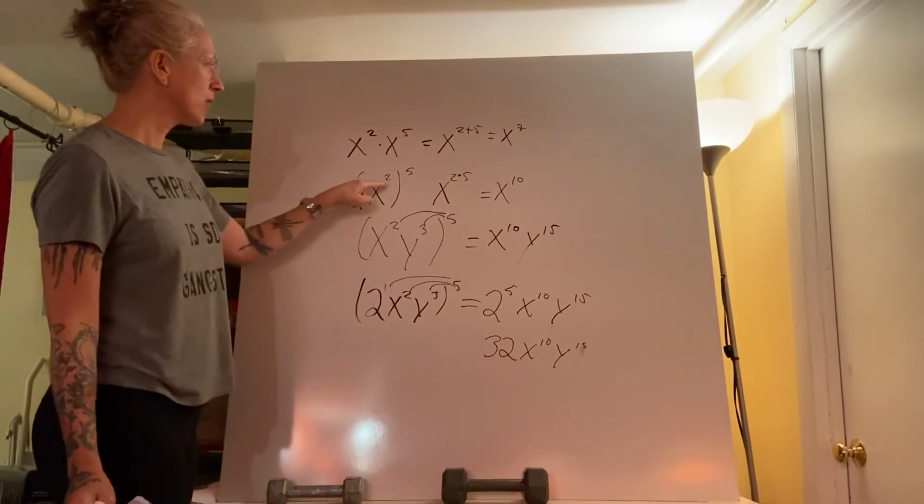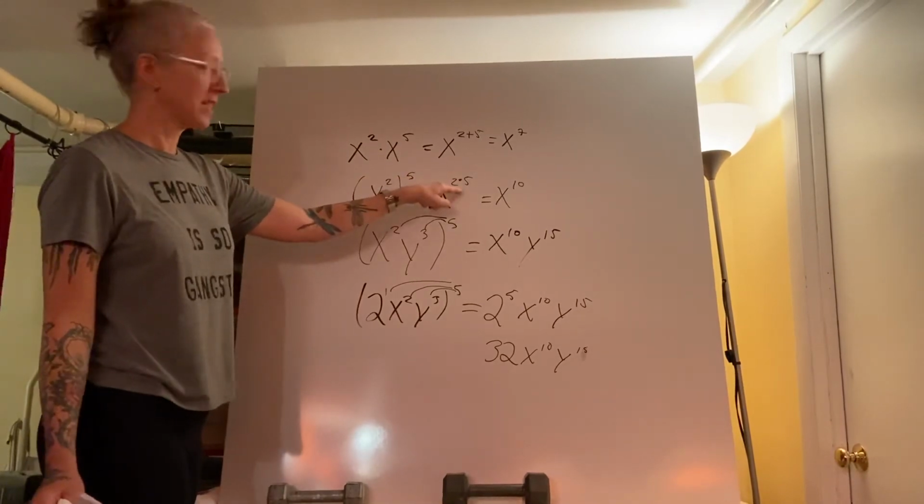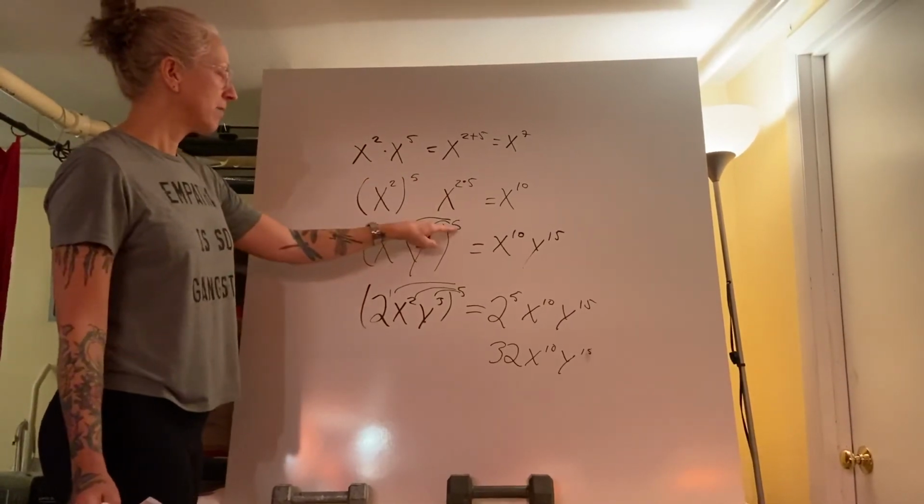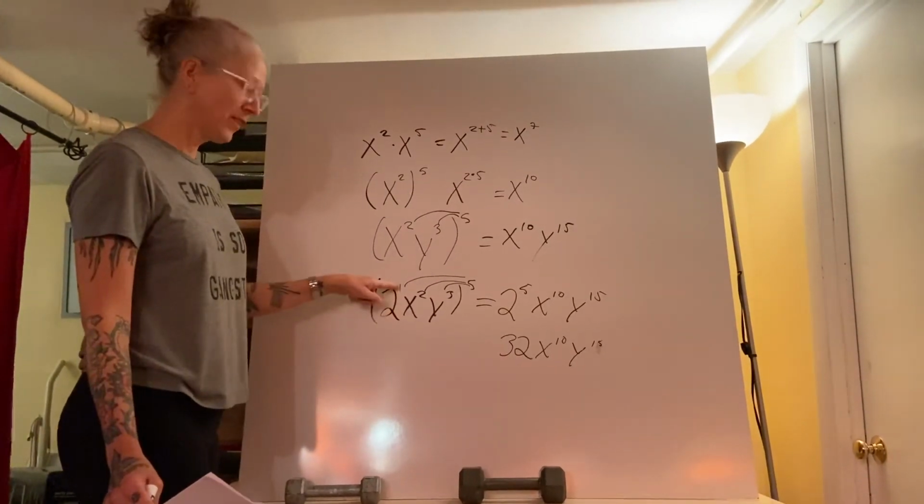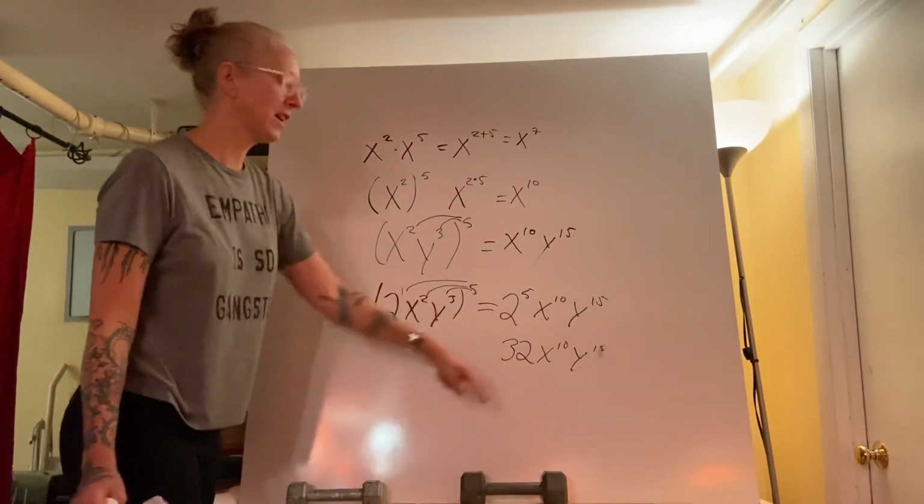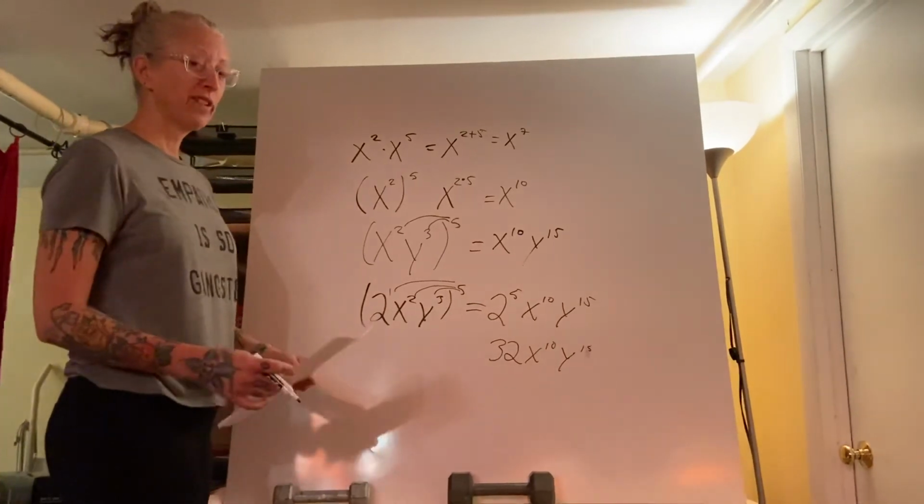When you have a power raised to a power, you multiply the exponents. That power gets distributed to every single thing inside the parentheses, even if it's just a 1, and then you multiply the constant out. So hopefully that helps with that.